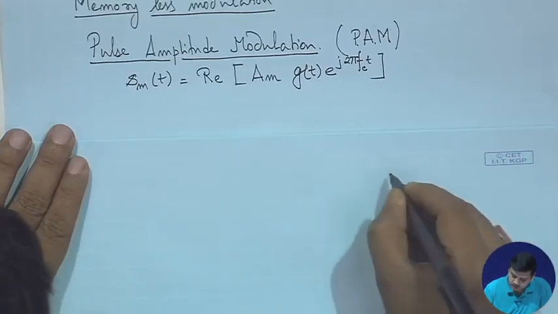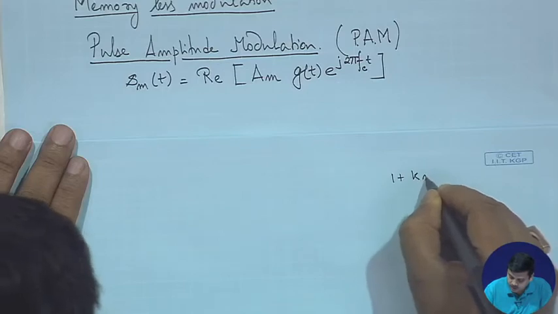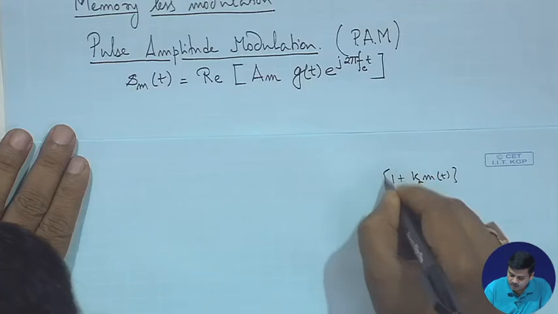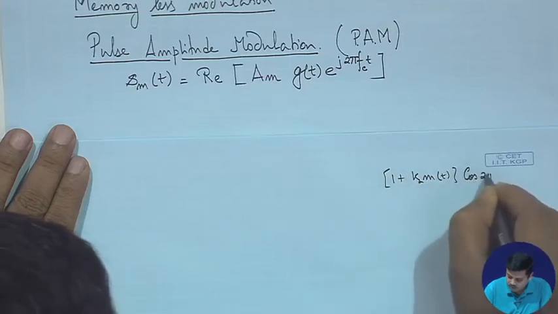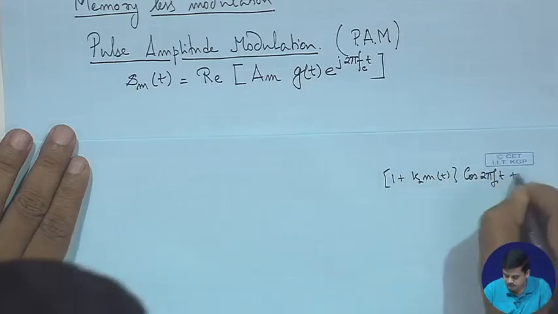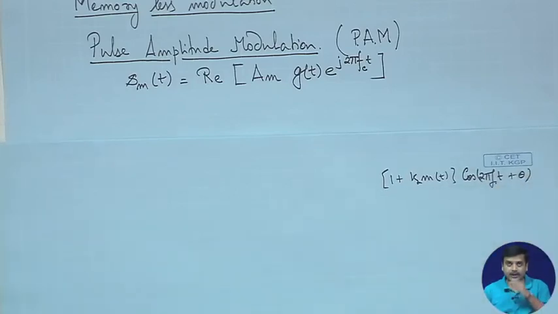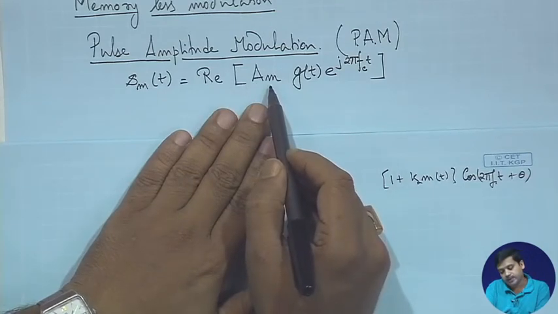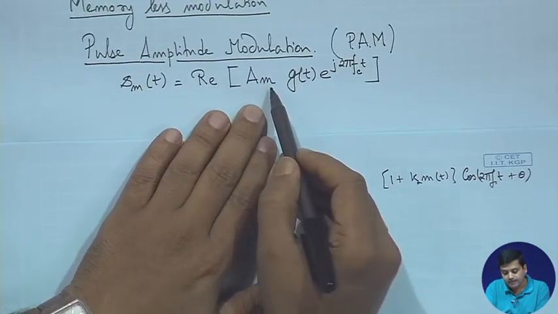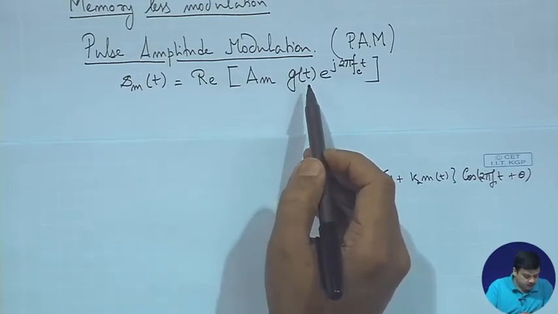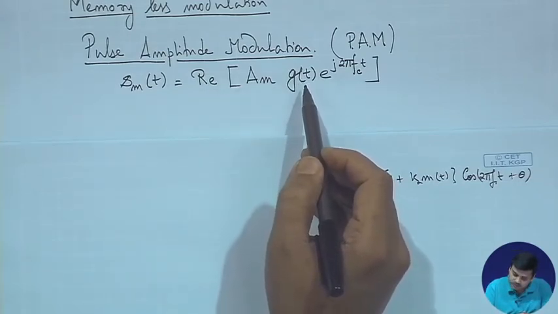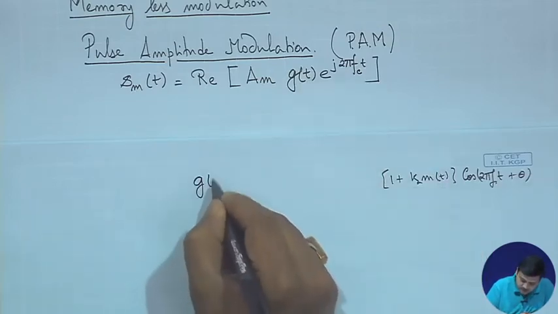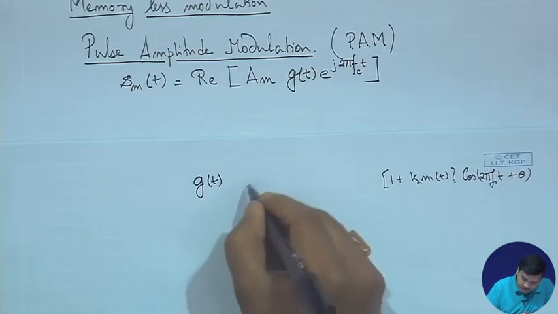In amplitude modulation, you would have 1 plus k, the amplitude modulation coefficient, times m(t), times cos 2 pi fct, plus of course there is some theta associated with that. If you look at this, it will be the real part of Am. So, if Am takes real values, and g(t) is again taking real values, indicating the pulse, basically what we have is g(t) as a real valued signal.